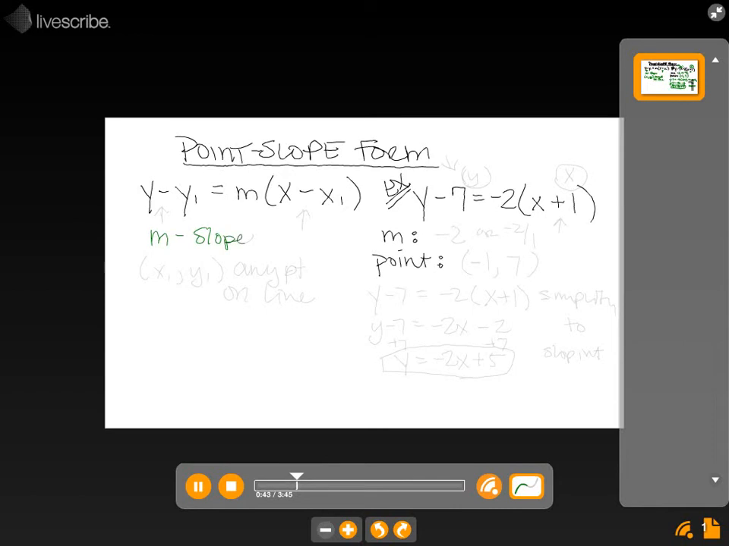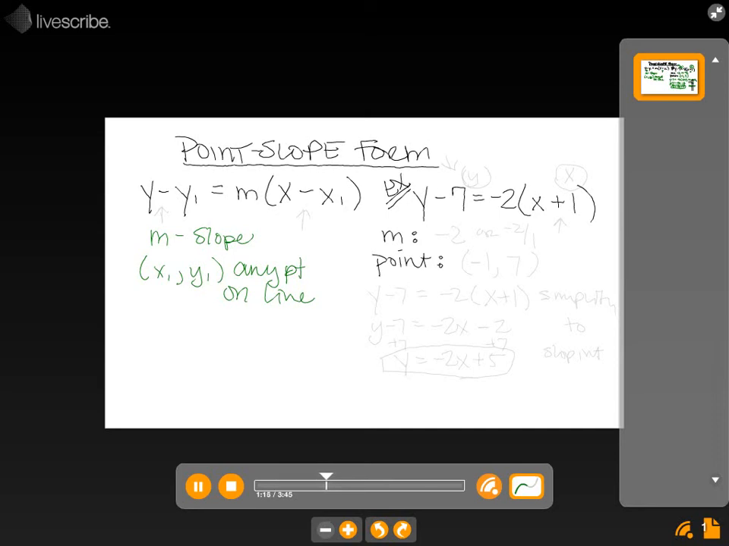M is your slope, and then you will have values in there for x1 and y1, and that's any point on the line. This is why I think it's easier, because it can be any point on the line. It doesn't have to be a specific one. With slope-intercept, you have to know the y-intercept, and that's what b is. But for point-slope, x1, y1 can just be anything as long as it's on the line, and you fill in those values.